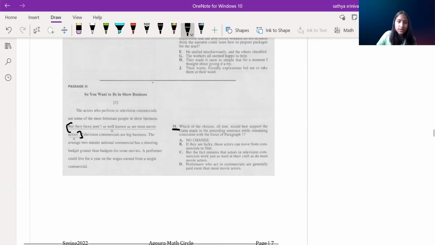So this paragraph is mainly talking about how people who are working in commercials are paid a lot, right? They're paid a lot, and it's a great show business.